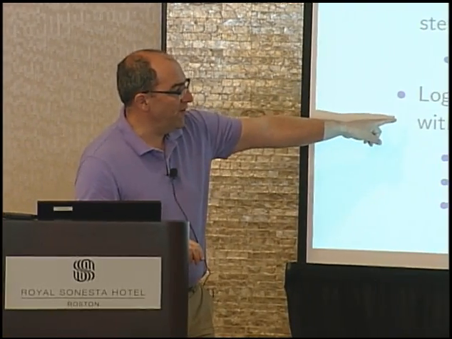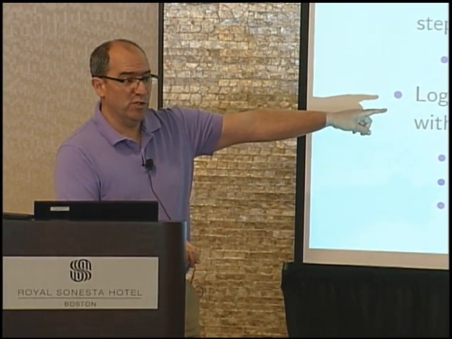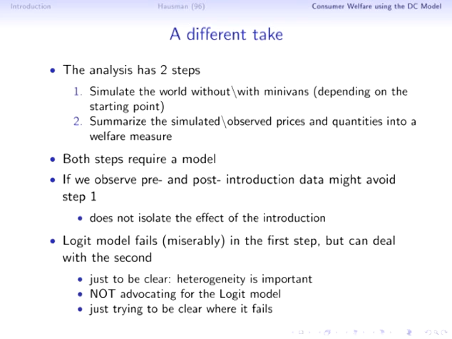Now, what I will claim is that the Logit model is going to fail miserably in the first step. That's in some sense a known problem, and that's exactly what we've been saying all day. The Logit model is not very good at predicting what happens when you throw in new options, because of the IID, IIA properties that you get. But at least in principle, it can deal with the second step.